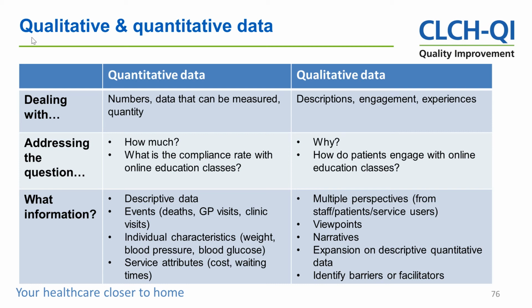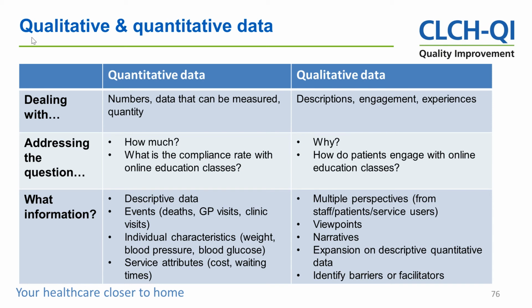So quantitative data is really dealing with numbers, things that can be measured, and the quantity of things. It's addressing questions such as how much. The given example here would be what's the compliance rate with online education classes. So we're interested in seeing how many people were invited to these education classes and how many people attended. Very simple descriptive information. Examples could be events such as death, GP visits, clinic visits, individual characteristics, so patient demographics, weight, blood pressure, blood glucose, so we can track those over time, or service attributes, so cost or waiting times.